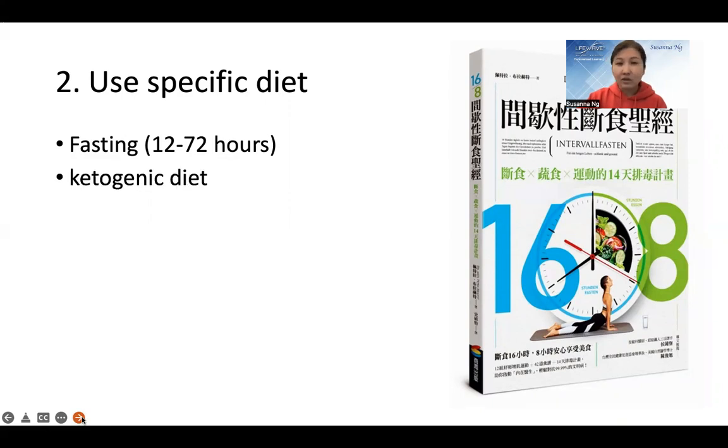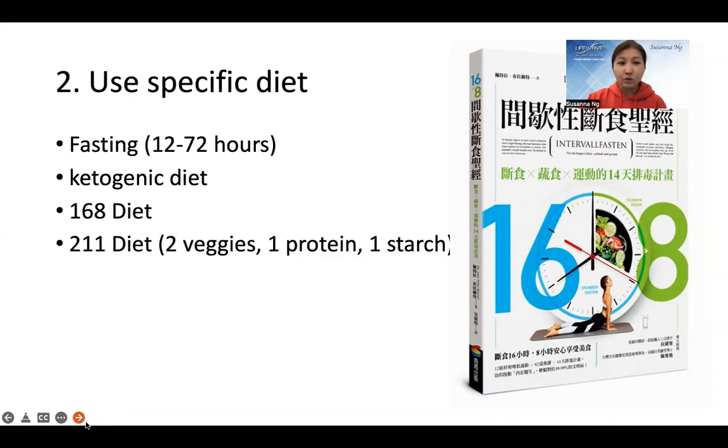So the keto diet also helps to prevent sugar and prevent hypoglycemia, and there's the 1-6-8 diet. This is mainly vegetarian. We really only eat some veggies, and do some exercise, and also the 2-1-1 diet: 2 veggies, 1 protein, 1 stress a day. They're using this way to keep fit.